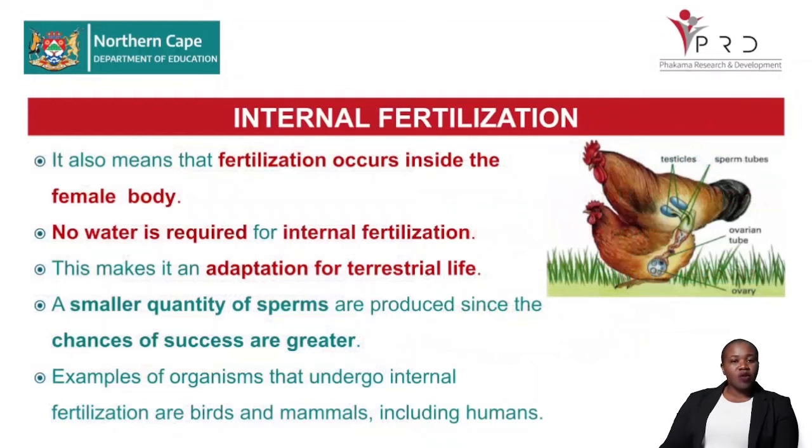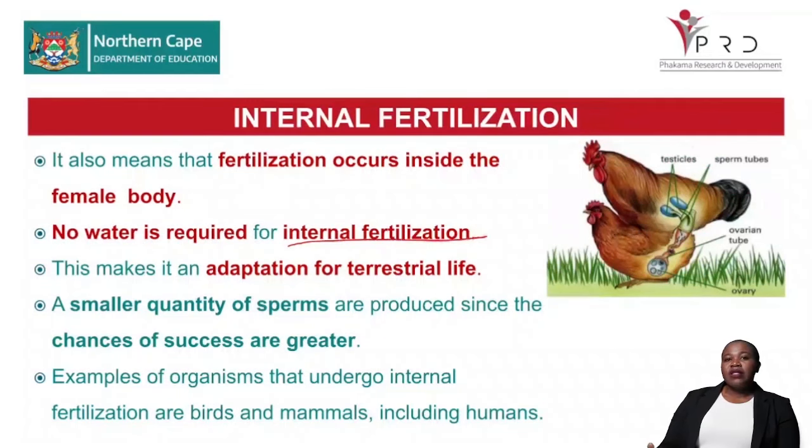And in this case, there is no need for water as a medium for anything because everything is taking place inside the female body. So this is one of the methods of fertilization that is important in terrestrial organisms or in terrestrial animals, because if they are found on land, it means that they do not have water, right? They are not living in water. Therefore, these organisms that live on dry land need internal fertilization for fertilization or reproduction to be successful.